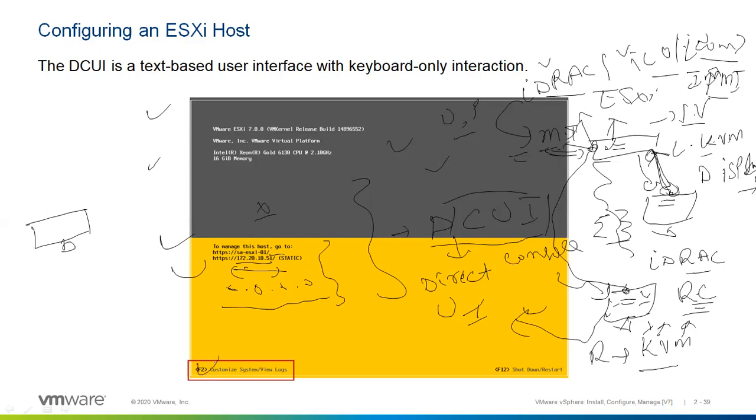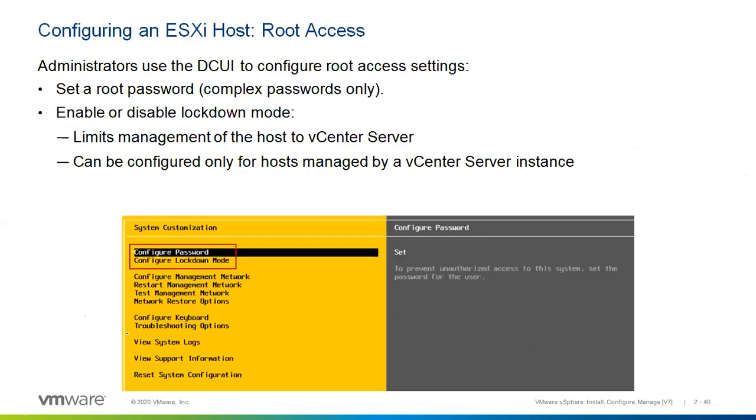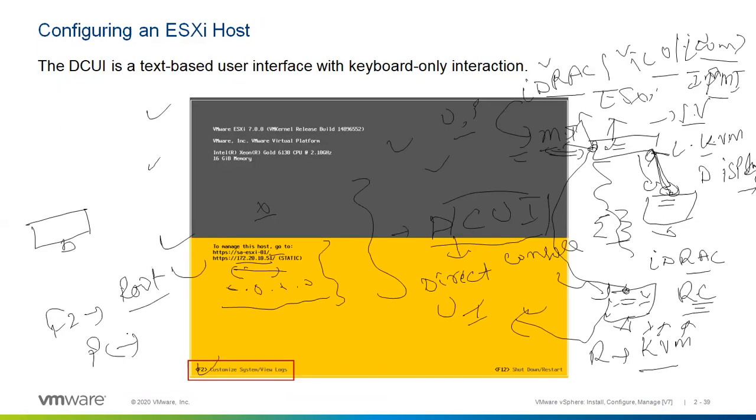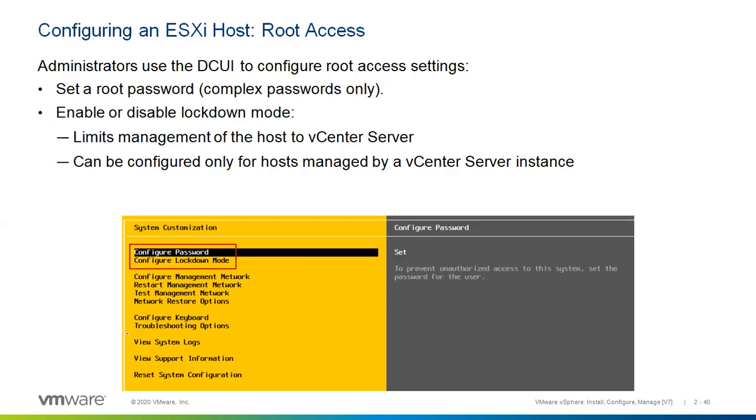So you will press the F2 key. Once you press the F2 key, it will ask you the username. The username is root by default, created during the installation. And whatever password you gave during the installation, you will enter. Once you log in the first time, then you will get this kind of screen. This is your first screen.